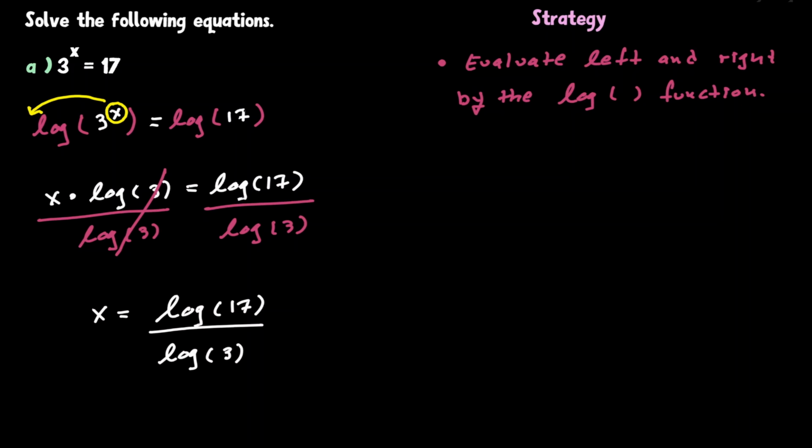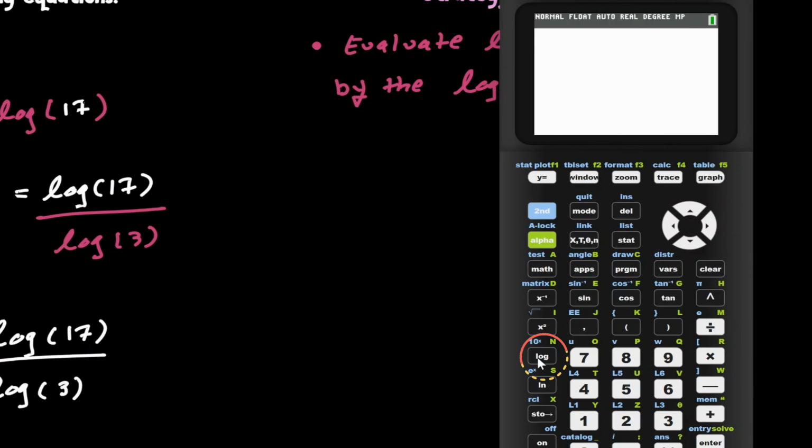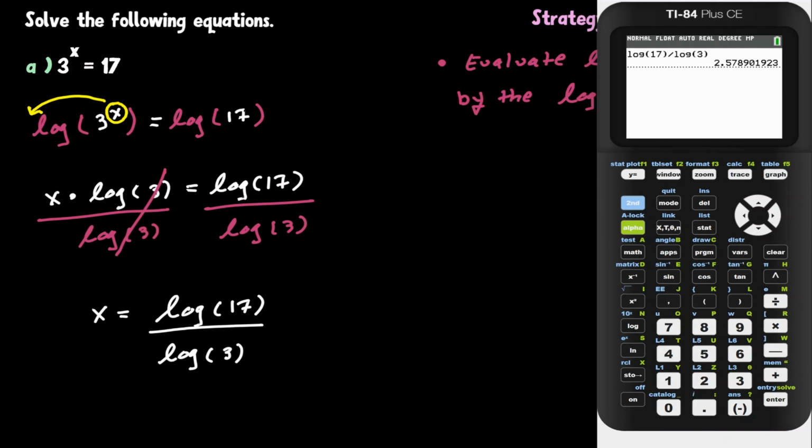which is another number. Let's find out what that is using our calculator. Now the button of log, we can find it here on the left-hand side. So let's press log of 17, and let's divide it by the log of 3. So now we got our answer. X is equivalent to 2.58. Let's round it to 2 decimal places.